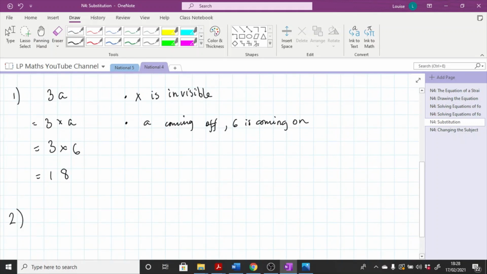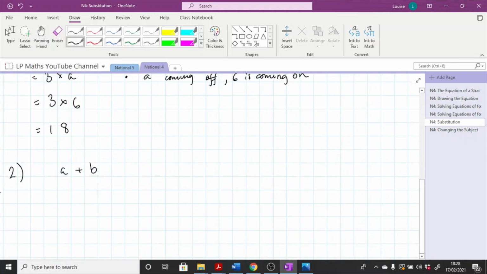Question 2, we're going to go with A plus B. Again, A's coming off and 6 is coming on. B is coming off and 3 is coming on. 6 plus 3 is 9.